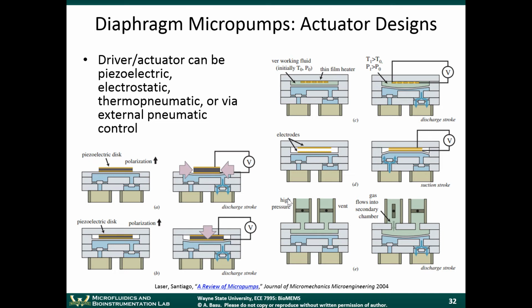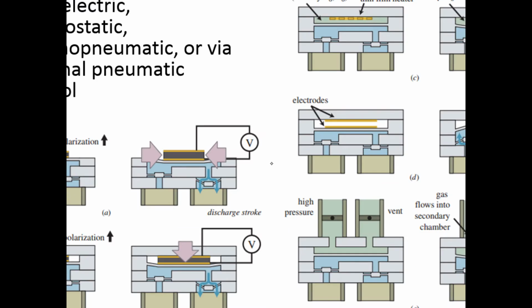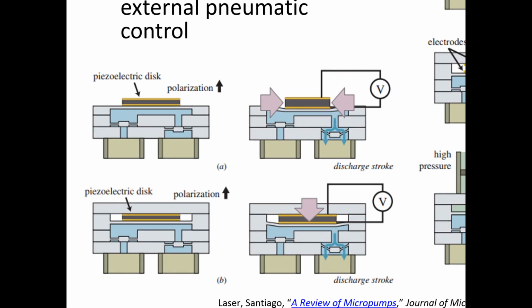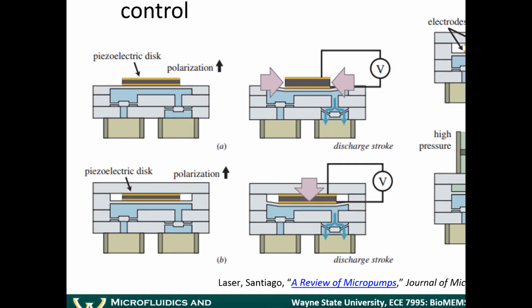And so let's look at a few examples here. So in terms of actuator designs, what we're talking about is how do we actually move the diaphragm. So we have to have something in there that moves the diaphragm. So starting off with one example here, this is a piezoelectric actuator.